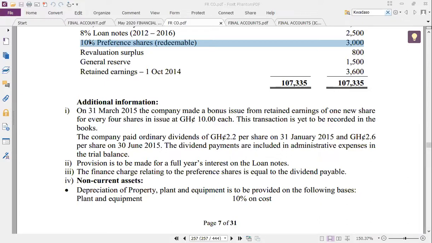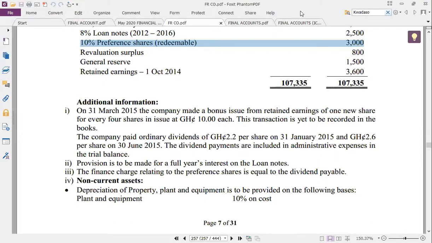So the dividend is what? 10% on what? The face value, because preference, they have a preferred right. So they pay them a fixed amount. So 10% on 3,000 is what? 300. Good. So that 300 must be what? Be part of the finance cost.